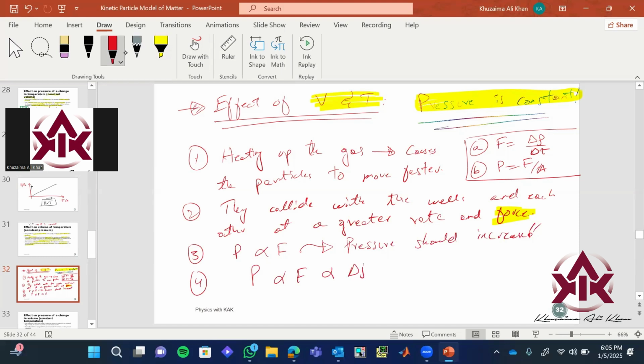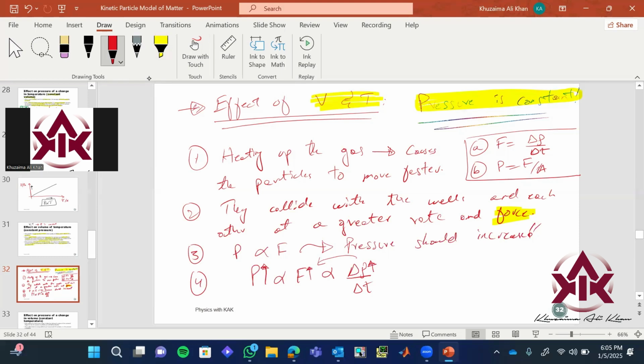The rate of change of momentum, right? So when we heated up the gas, what happened? The speed with which they're colliding increases. So the rate of change of momentum increases. This increased the force with which the particles were colliding with each other and with the container. So this increased the pressure, right?